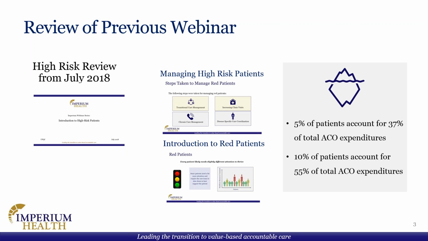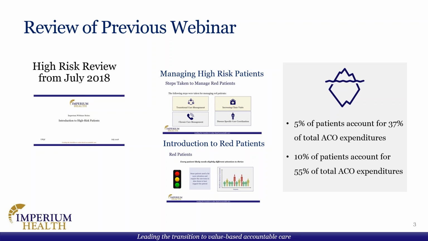So to start with the previous information that we'd already discussed, in our July session we talked about red patients and managing and supporting those high-risk patients. And for that discussion before, we focused on it could be a transitional care management visit, maybe trying to see that patient one or two more times in your clinic, potentially thinking about chronic care management, or even a disease-specific protocol like focusing on patients that have diabetes, and maybe more frequently bringing our patients with diabetes in for A1C checks, or potentially working to try and find a diabetic educator that can support your patients.